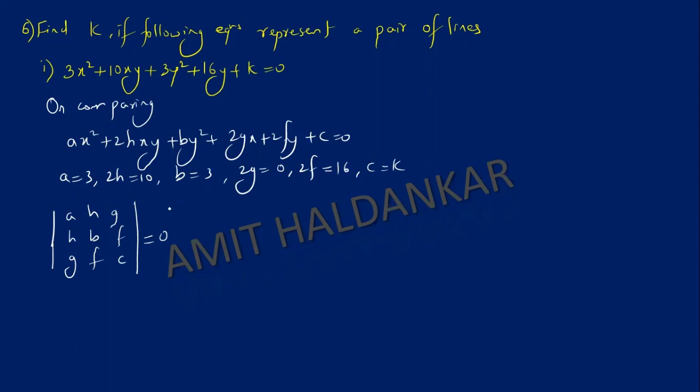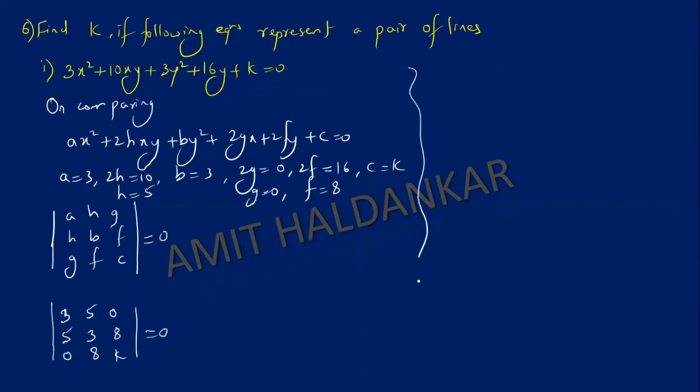So if I compare this, I can clearly see a is 3, 2h is 10, so h is equal to 5, g is equal to 0, f is equal to 8, and I put these values over here. So a is 3, h is 5, g is 0, h is 5, b is 3, f is 8, g is 0, f is 8, and c is k is equal to 0. Now, if you solve the determinant, you get the answer.